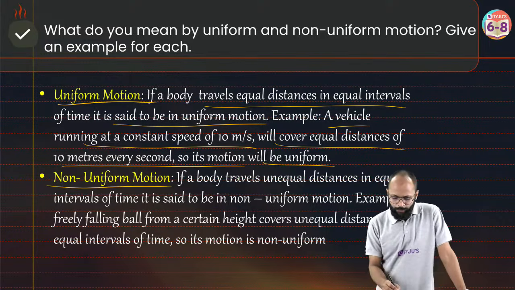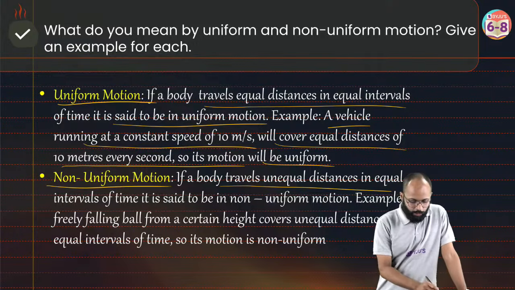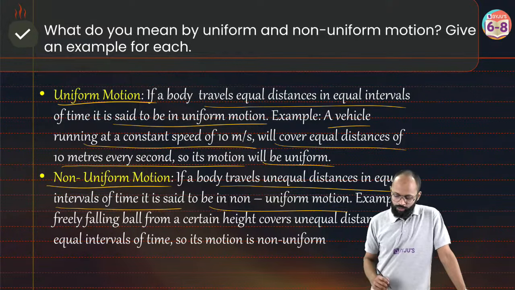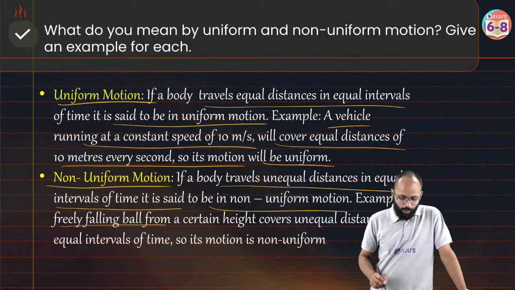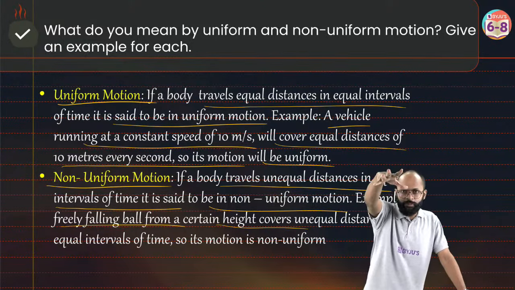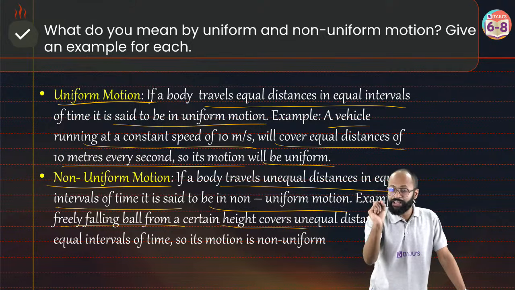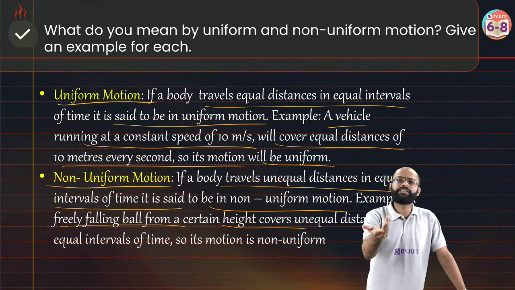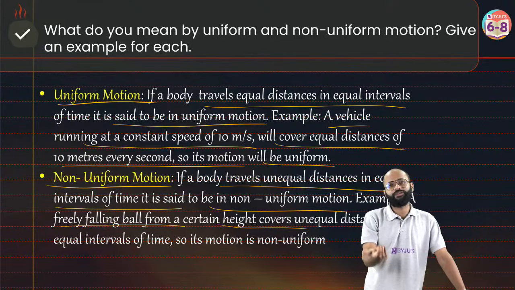Non-uniform motion. If a body travels unequal distances in equal intervals of time, it is said to be non-uniform motion. Example. A freely falling ball from a certain height covers unequal distance. When you drop something, in each second, it will cover unequal distance. Hai na? Right? This is example of what? Sir, it's example of non-uniform motion.